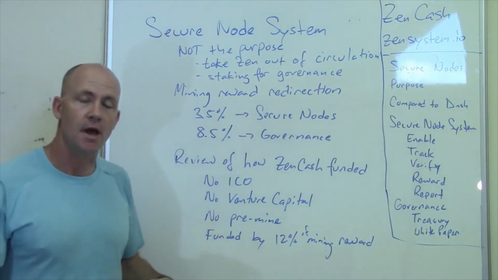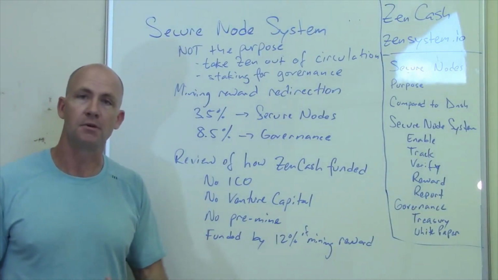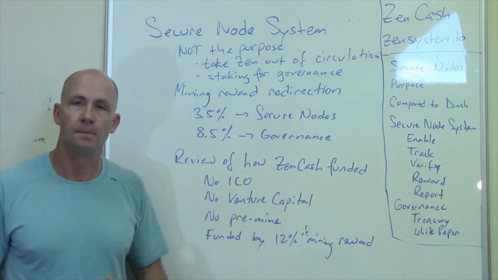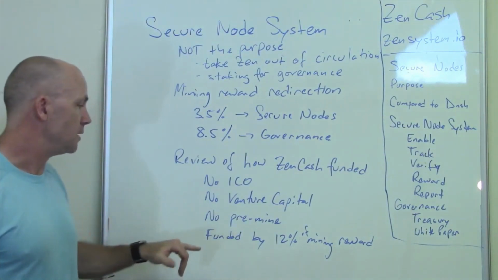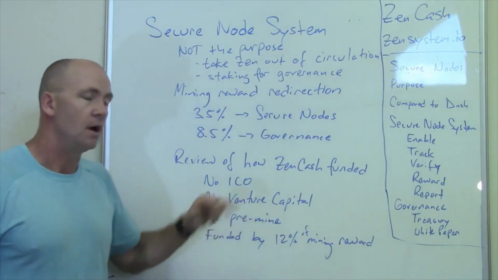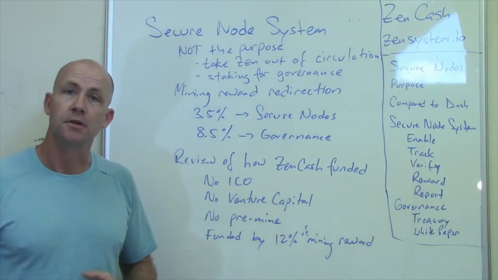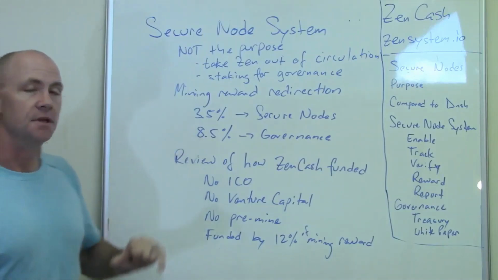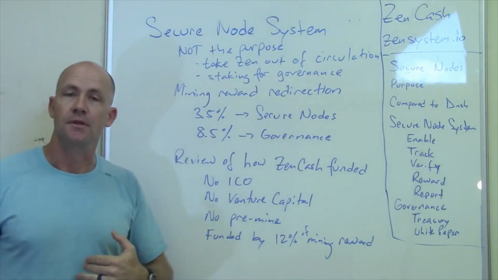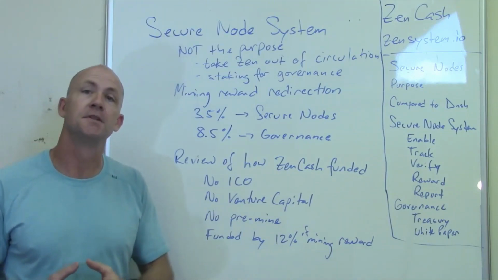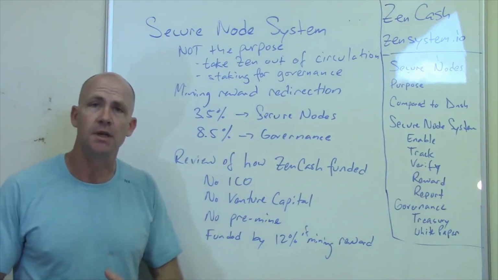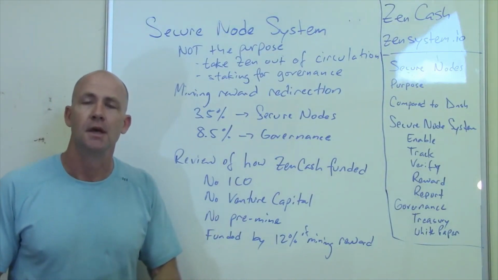We didn't start out with a large pool of money through an initial coin offering. We didn't do a pre-mine. We're not venture capital funded. We're funded by the 12% mining reward redirection. So we're using these governance funds to pay for the ZenCash secure node system, to pay for the implementation of governance, to pay for the other things that we need to do, like getting hardware wallets and other stuff like that.